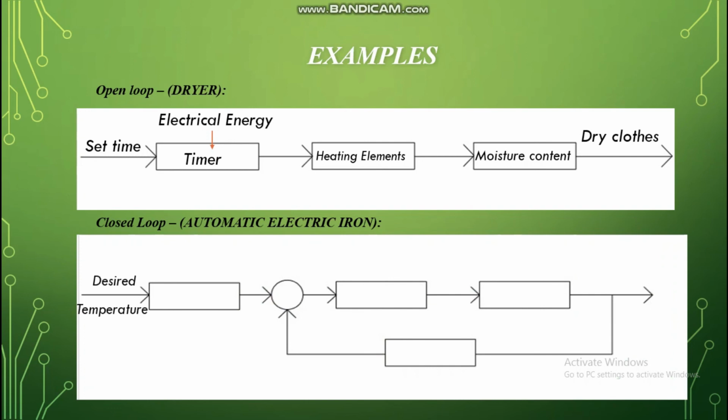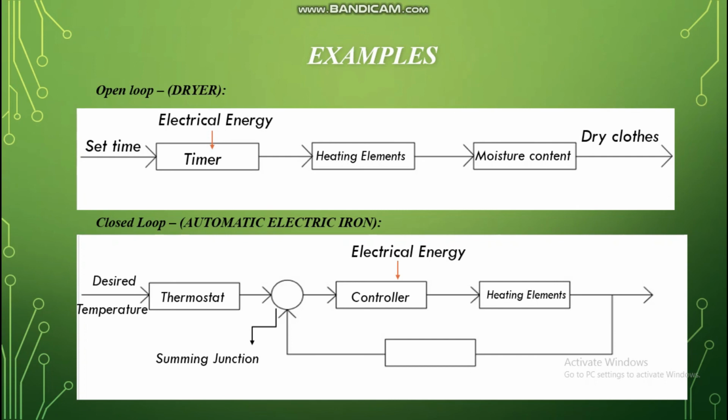Starting with the automatic electric iron, starting with the desired temperature. In the electric iron, we set the temperature, that is, what should be the temperature of the sole plate of the iron. That will be our desired temperature. It will be fed to the thermostat, which will convert this set temperature into an electrical signal so that it can be understood by the controller. Then the controller would be controlling the electricity flow to the heating elements.